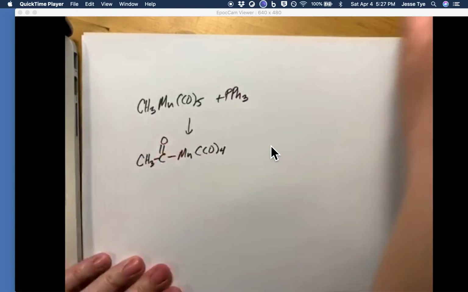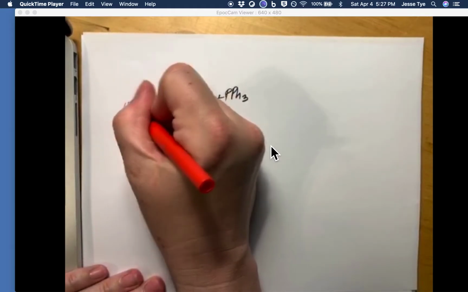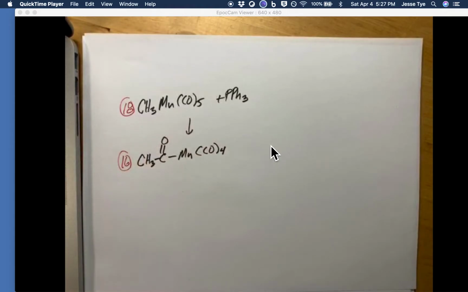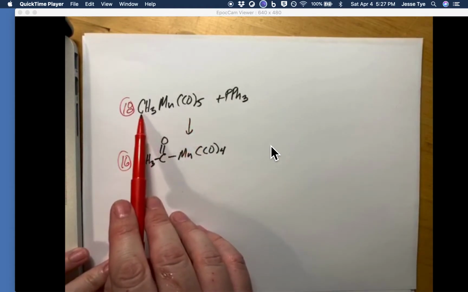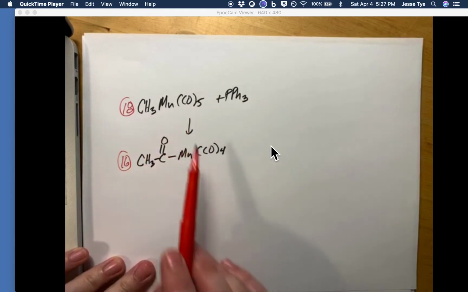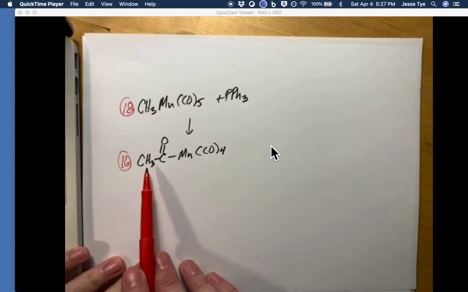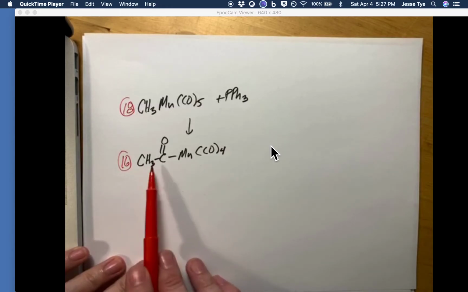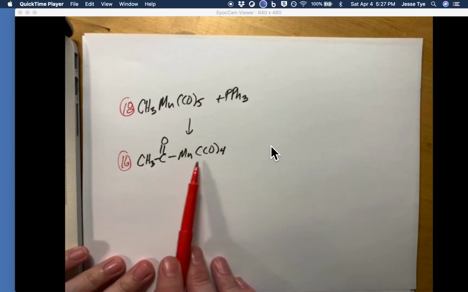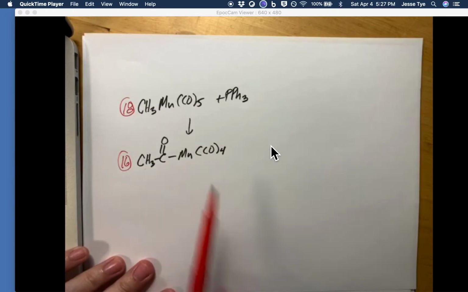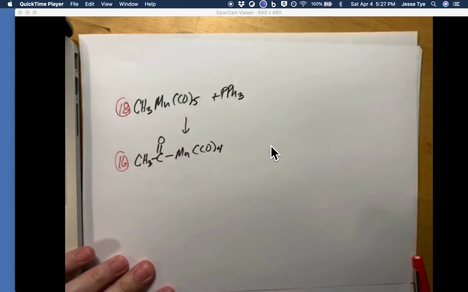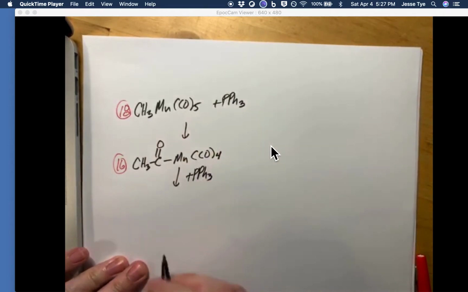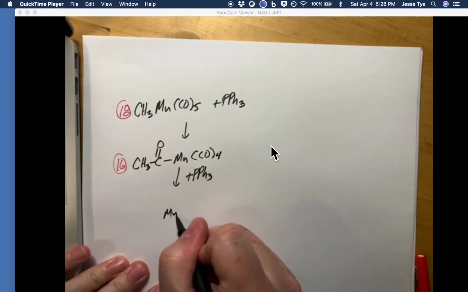If you went in and did your electron counts here, this first structure is an 18 electron complex. This becomes a 16 electron complex, because I took a 2 electron ligand and a 2 electron ligand, and finally that became one 2 electron ligand. So 2 plus 2 gave me 2 for the total electron count. I lost 2 electrons being donated to the metal complex, so this is a 16 electron complex. And then from that point, PPh3 can come in and coordinate to the metal.